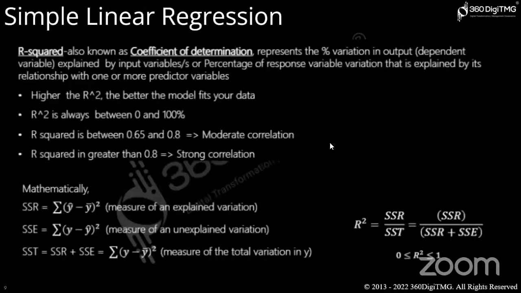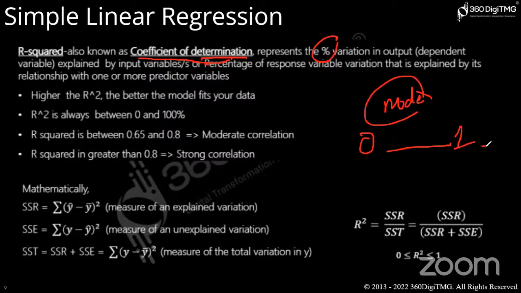So in order to evaluate that particular model that you are getting, is it best fit or not? How are we going to decide that? Based on R square. R square we can also call it as a coefficient of determination. It represents in percentage. The values range from 0 to 1.